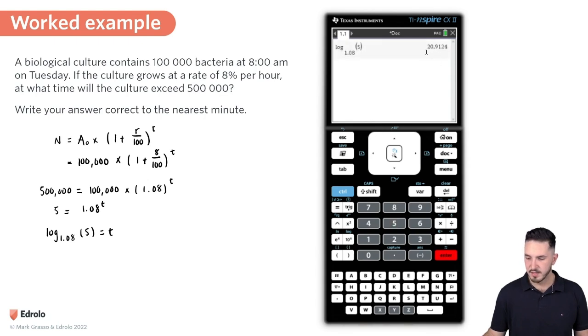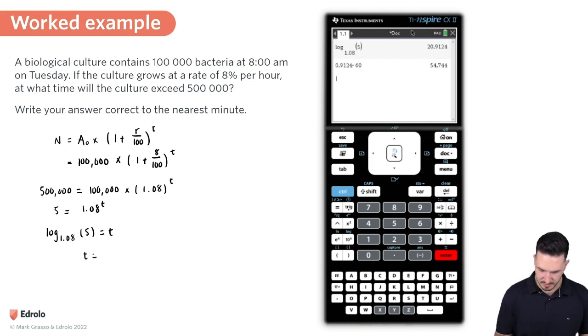Press enter. So it comes to 20.91. So t was in hours. So it's 20.9124 hours. We can sort of disregard the 20 for now. We're going to know it's going to be 20 hours. Because the question's asking for the nearest minute, we have to multiply 0.9124 by 60. So it comes to 54.744. And therefore rounding that up to the nearest whole minute would give us 55. So t equals 20 hours and 55 minutes.